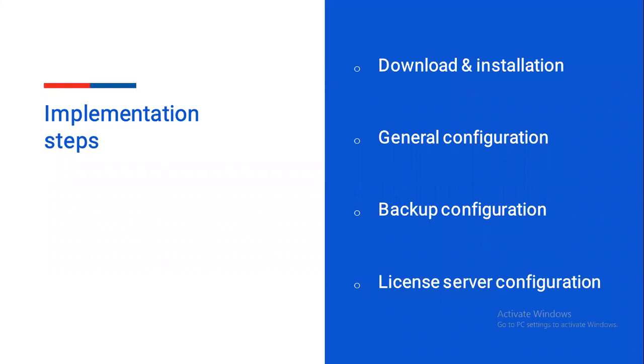Also the backup configuration. Today we'll see the backup configuration, how it works, and what settings we need to configure in Busy Agent. Let's see. And license server configuration. License server configuration means the Busy Agent utility will help you connect multiple machines or computers. Suppose you are using multiple users; then the Busy Agent utility will help connect the multiple systems to a single database.